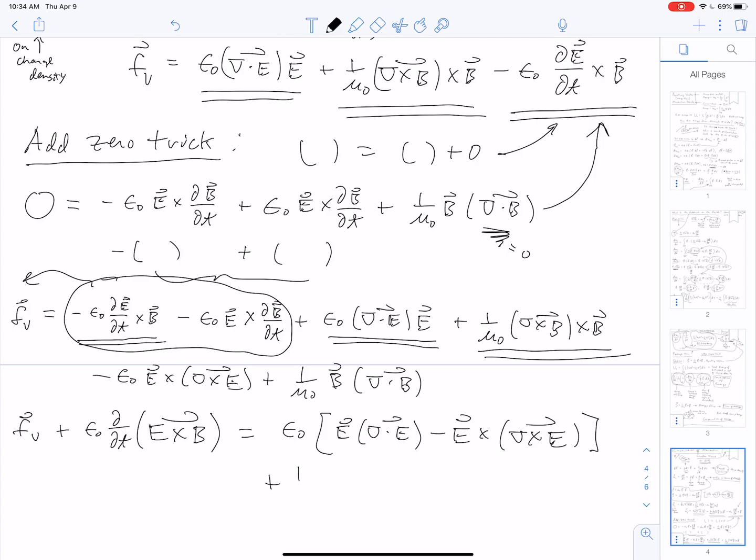plus 1 over mu naught times B times del dot B minus B cross del cross B. And I write it like this so you can sort of see the symmetry of this expression. So this is what we've derived.